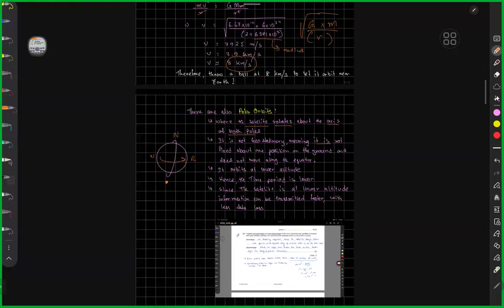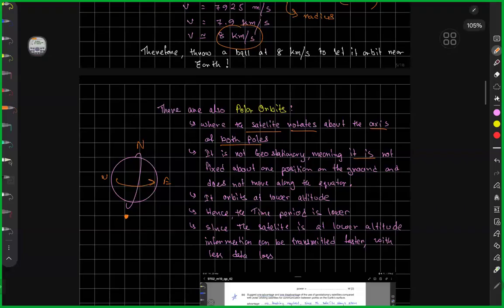So in polar orbit, the benefit is you can have it at lower altitude, near where your research center is, let's say, or observatory is. When you have a satellite at lower altitude, there are certain benefits, and I'll talk about those as well. So it travels at lower altitude because I don't have the same 24-hour limit anymore. It can complete the orbit around Earth at a lower time period, no problem whatsoever. Okay, so time period is lower.